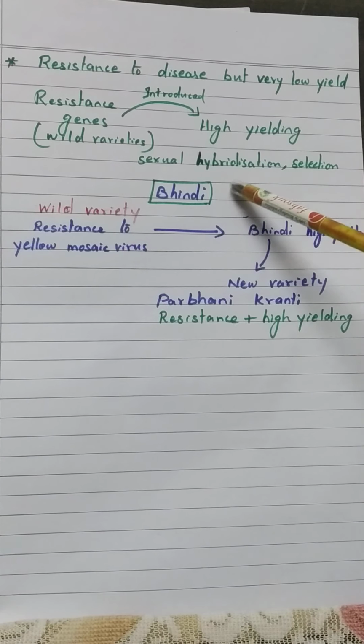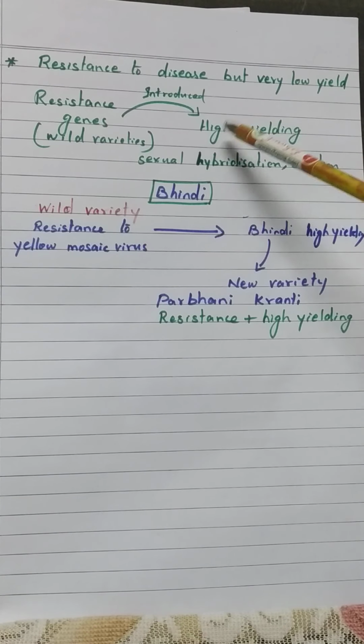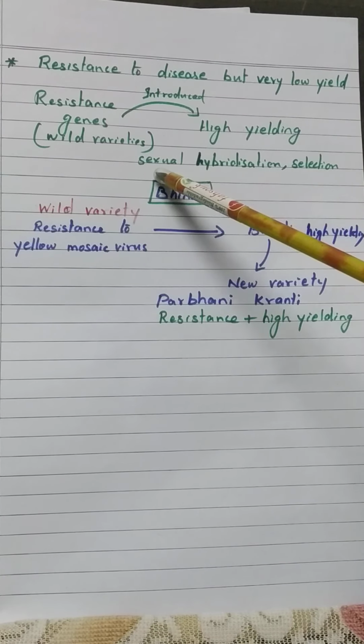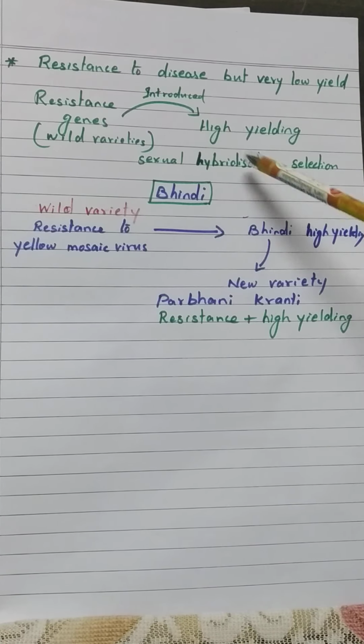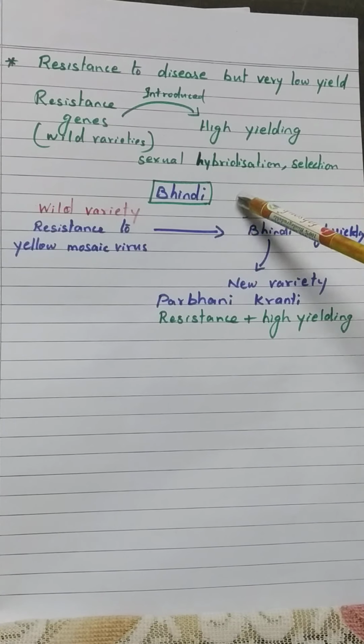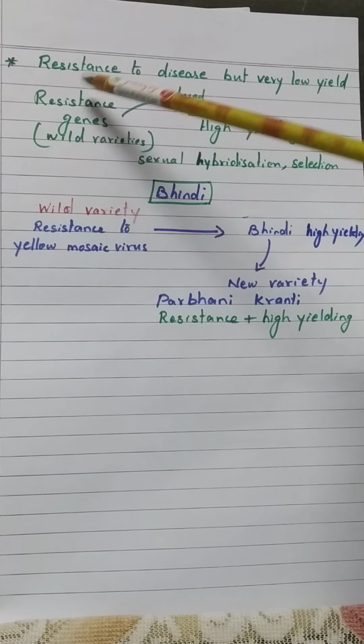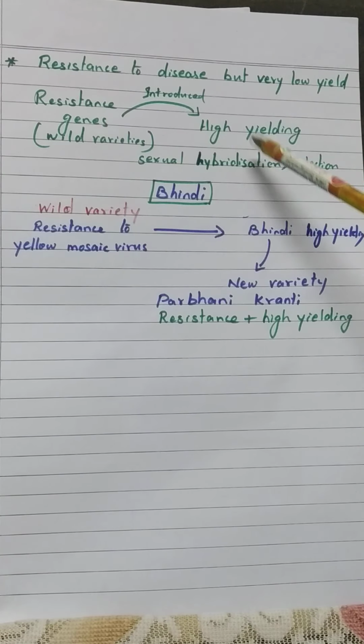So we will get a hybrid that will be high yielding as well as disease resistant. This transfer is done by sexual hybridization, and then we get hybrids and artificial selection is done. Those hybrids have disease resistance as well as high yielding capacity.